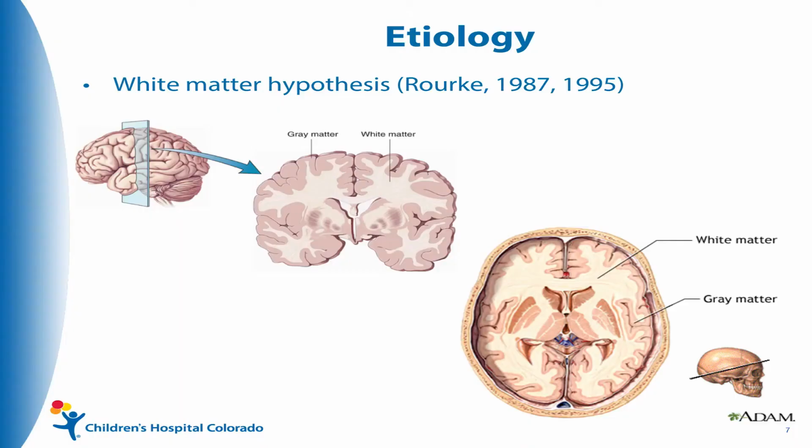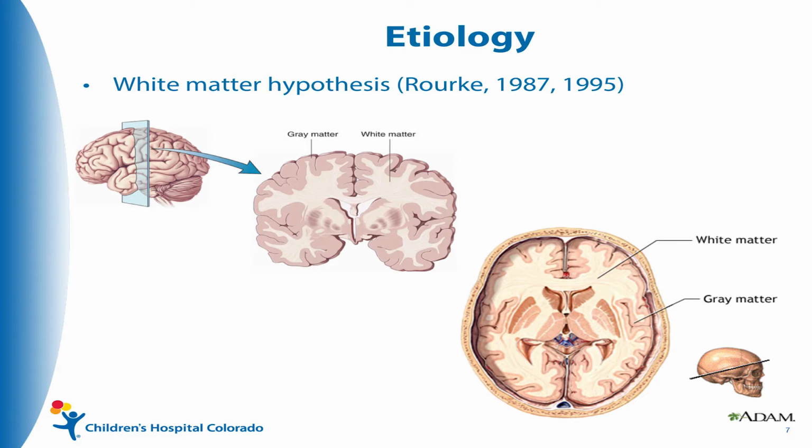His model is really the one that has the most professional and lay impact, and is also the one that has the most theoretical or empirical support at this stage. Dr. Rourke also started working on what we call the white matter hypothesis.